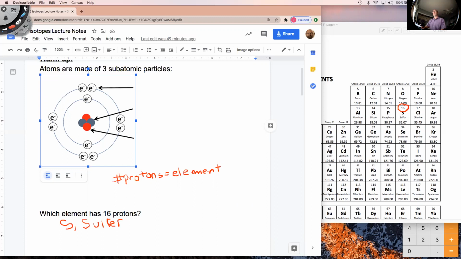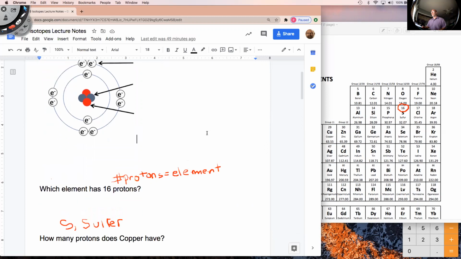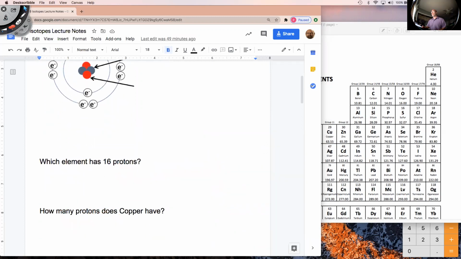All right. Let's take a look at the next one here. Now the question is, how many protons does copper have? So what do we have to do? Well, we're kind of working backwards this way. Now we have to go find copper. So let's go find copper. We take our periodic table, we look all the way through, and it just so happens that copper is right here. So this is copper, this element.